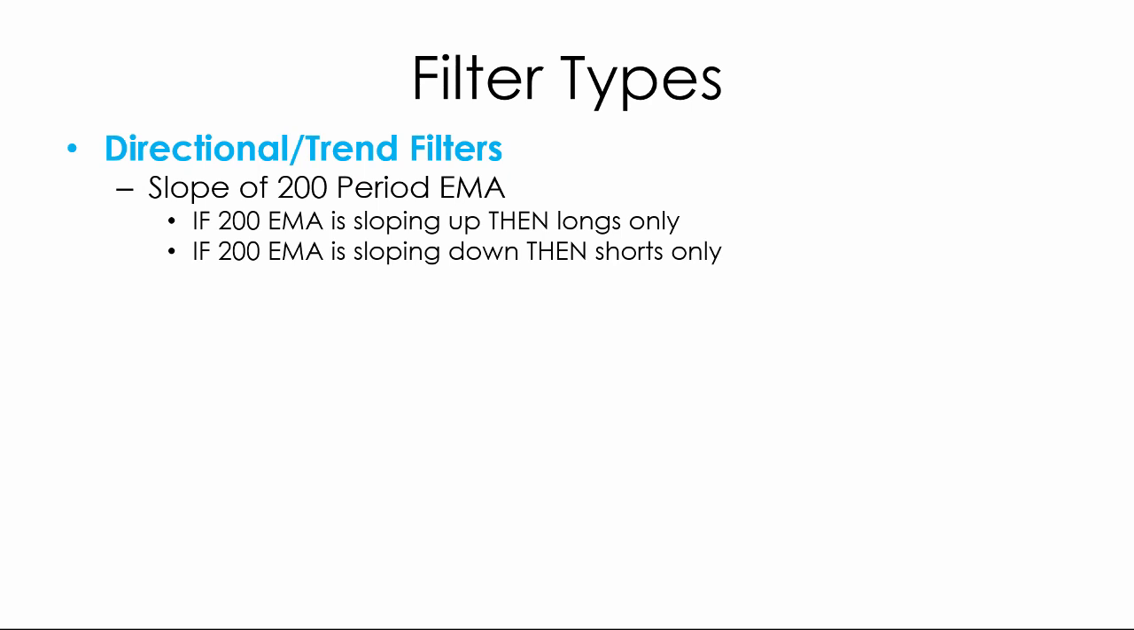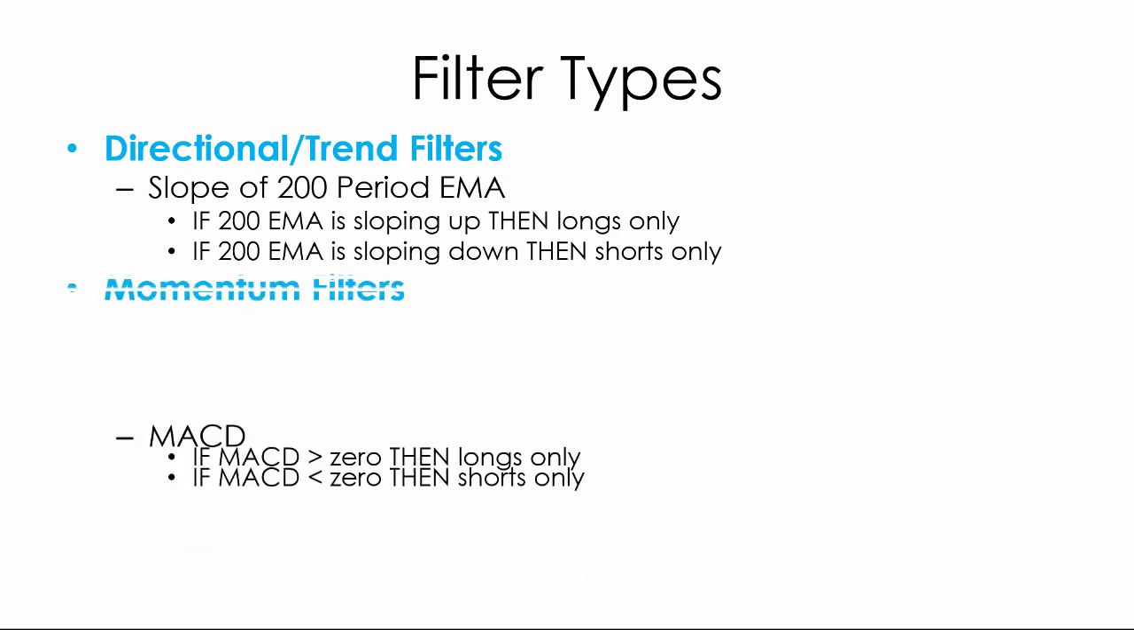So a lot of you who trade stocks, one of the most popular filters is the 200 period EMA. I'm sure a lot of you have heard of what they call the death cross. Well, that's when the 50 period EMA crosses below the 200 period EMA. So an example of this filter would be if the 200 EMA is sloping up, then you're looking for longs only. If it's sloping down, then you're looking for shorts only.